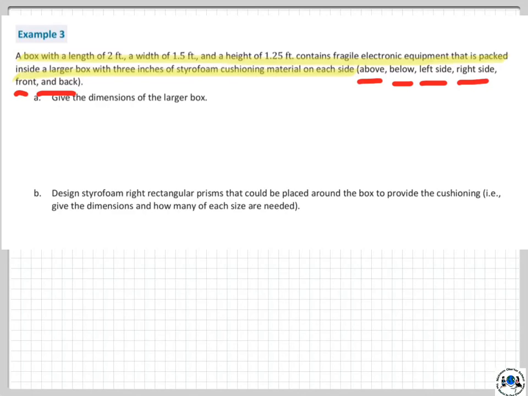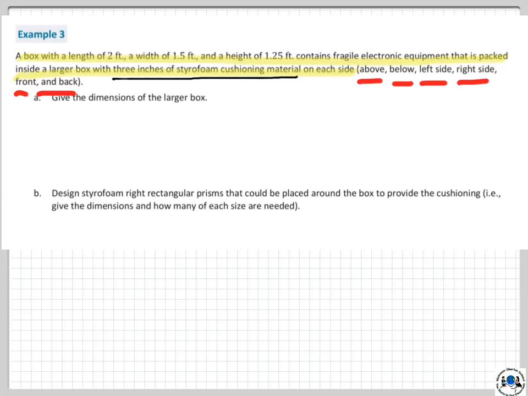Now this problem is going to take us through 4 steps, A, B, C, and D, and we'll take them one at a time. All right. The first one asks for the dimensions of the larger box. Okay, dimensions of the larger box sounds like it might be easy, but it's not necessarily that easy, because you have to now take into consideration this 3 inches of styrofoam that's cushioning this smaller box.